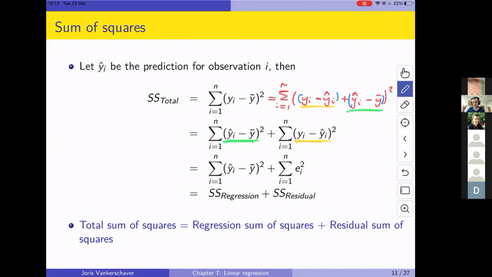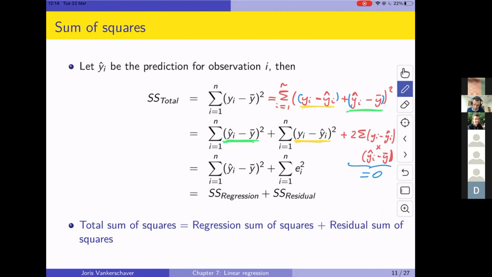the double product, because if we work out a square, a plus b squared, it's a squared plus b squared plus 2 times ab. So we get plus 2 times the sum of yi minus y hat i times y hat i minus y bar. So you also get that term, but you can show, and we will not do this calculation, that this term actually vanishes. This term is 0. So not each individual term, but the entire sum will give you 0.